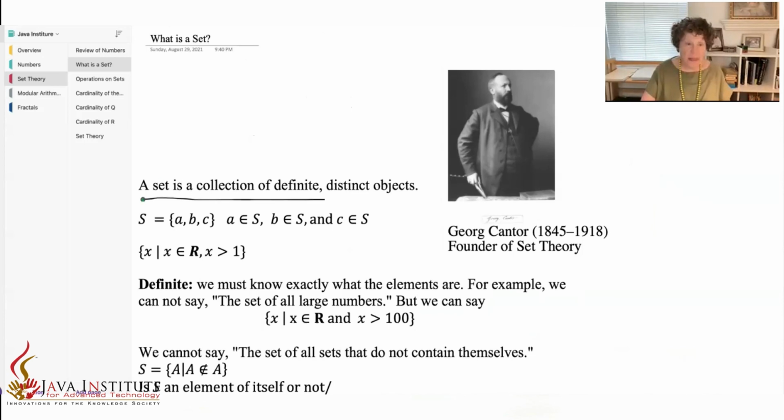Okay. Now I'm going to tell you what these two words mean. Collection just means we have these brackets or braces. And we're going to say, you know, this is a collection. This is our way of saying it's a collection. Okay. Definite. And here's an example. This is the roster notation.